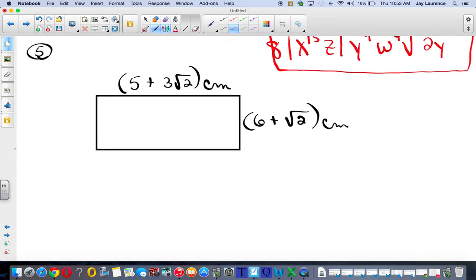All right, last problem we're going to do is problem number 5. We're going to find the perimeter. Now, some of you have such a hard time with perimeter. All we're doing is adding. That's all we're doing. You might want to write in 5 plus 3 rad 2 on this side and 6 plus rad 2 on that side.